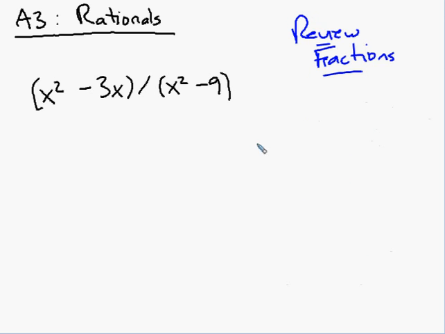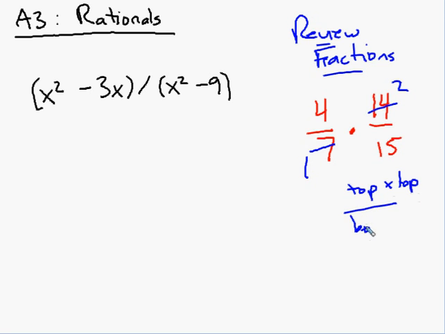Alright, multiplying them is actually easier. So if I had 4/7, say, times 14/15, okay, I can cross cancel. I can only ever cancel through multiplication. If there's addition or subtraction or division, I can't do what I'm about to do. So I can cross cancel. I can divide those both by 7, so there we go. And we're going to do top times top, and bottom times bottom when we're multiplying fractions. So we get 8/15, because 4 times 2 and 1 times 15.